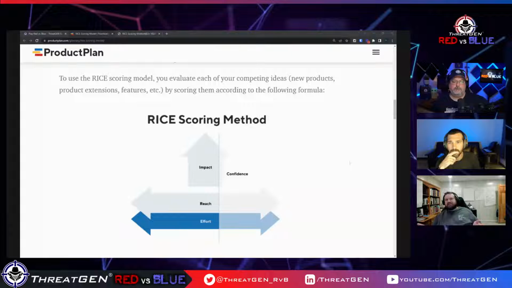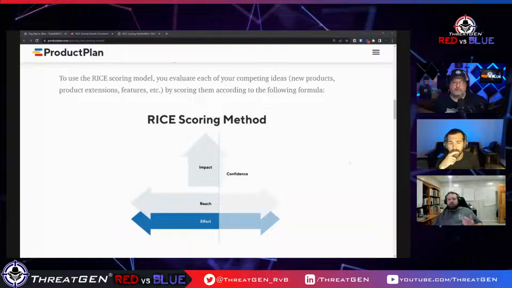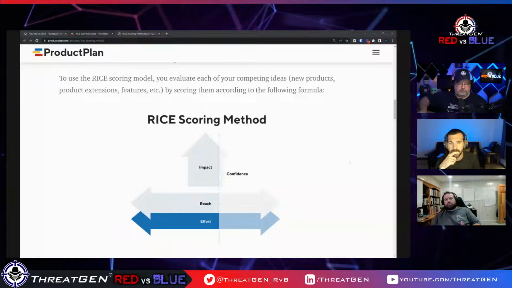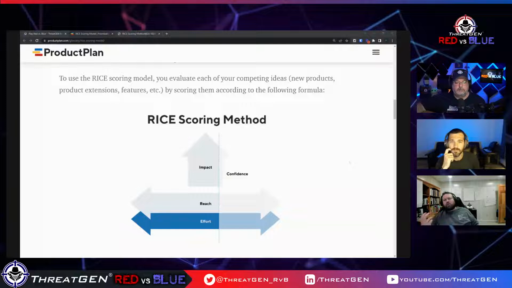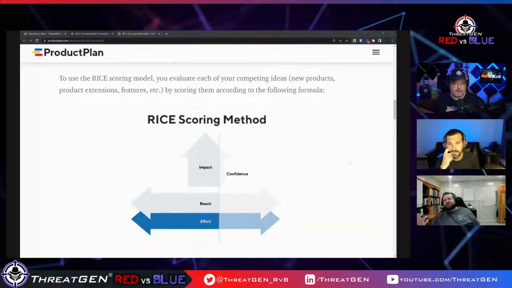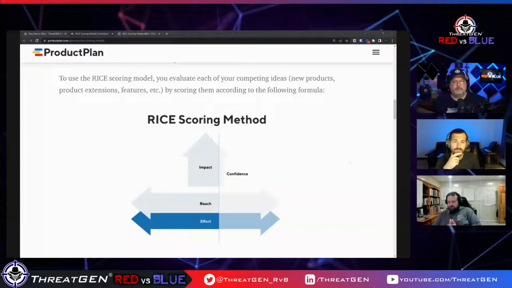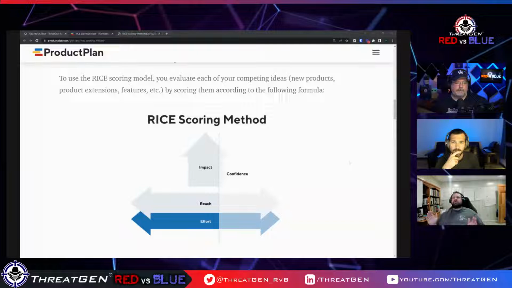Now, the difference between RICE and BRICE is RICE stands for reach, impact, confidence, effort. BRICE adds business impact, which is the B on there. So it gives you a way to quantify the score of this stuff and then move forward. In a lot of folks that I've consulted with, you have a security roadmap with 100 different initiatives, and how do you figure out what's going to give you the most bang for your buck?